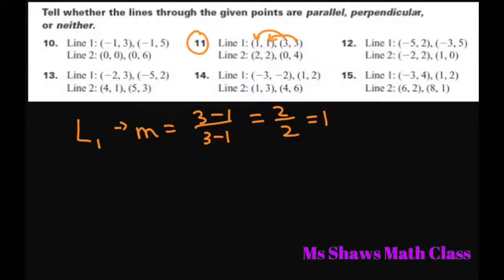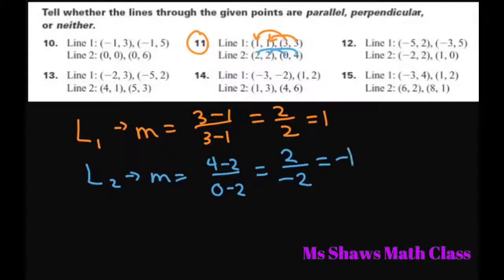And line 2, the slope is 4 minus 2, 0 minus 2. So that's going to give you 2 divided by negative 2, which equals negative 1. These are negative reciprocals. I can put a 1 under each one. So they're negative reciprocals. That means they're perpendicular.